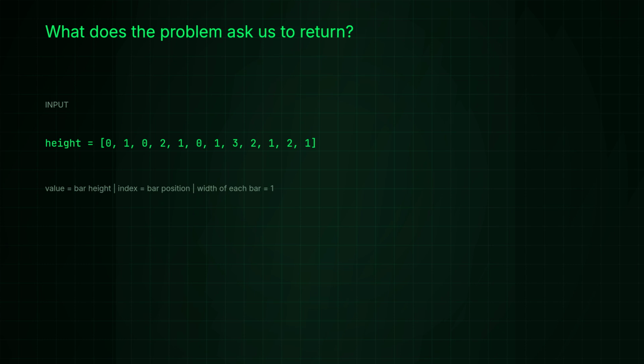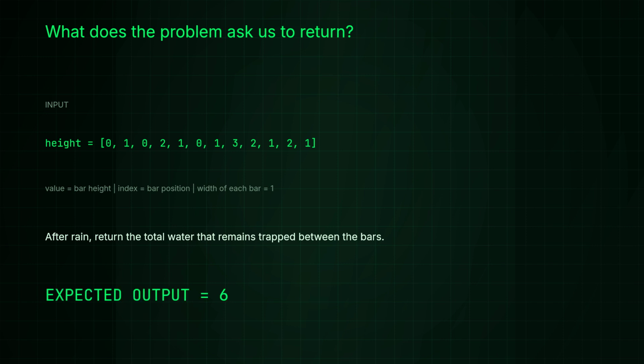After rain falls, some water escapes and some remains trapped between bars. Return the total number of 1 by 1 water units that remain. For this example, the expected output is 6. This means the complete elevation map stores 6 units of water in total. We are not returning the number of valleys or the largest pool. We add every trapped unit across the entire array.